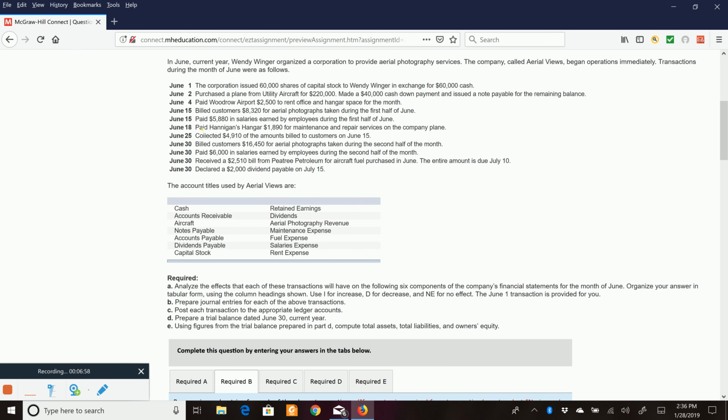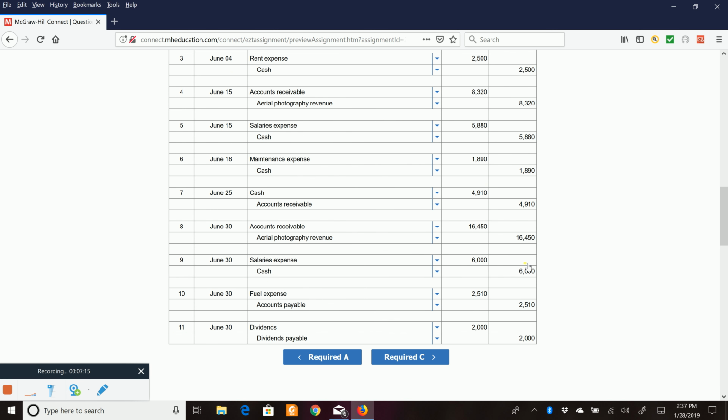Next, June 18th, we paid Hannigan's Hangar $1,890 for maintenance and repair services on the company plane. So this is very similar to the last journal entry. It's an expense that we've incurred, meaning our vendor gave us service. So we do have a valid expense, and expenses are debited, which ultimately will reduce equity. And we wrote a check, so we will reduce cash with a credit.